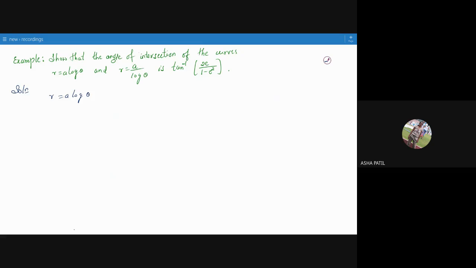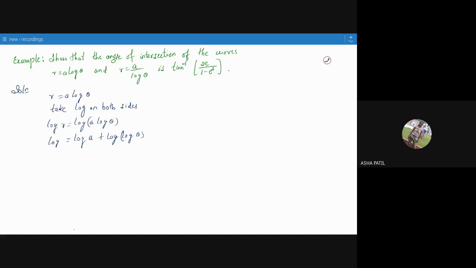Take the first curve r equal to a log theta. Take log on both sides again. Taking log on both sides of this curve, we have log r is equal to log of a log theta. So this can be written as log a plus log of log theta, applying the property log AB equal to log A plus log B.